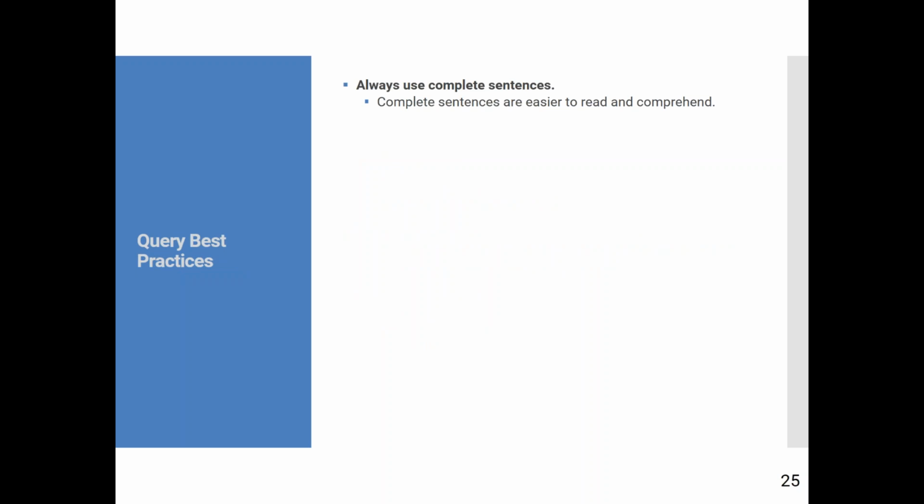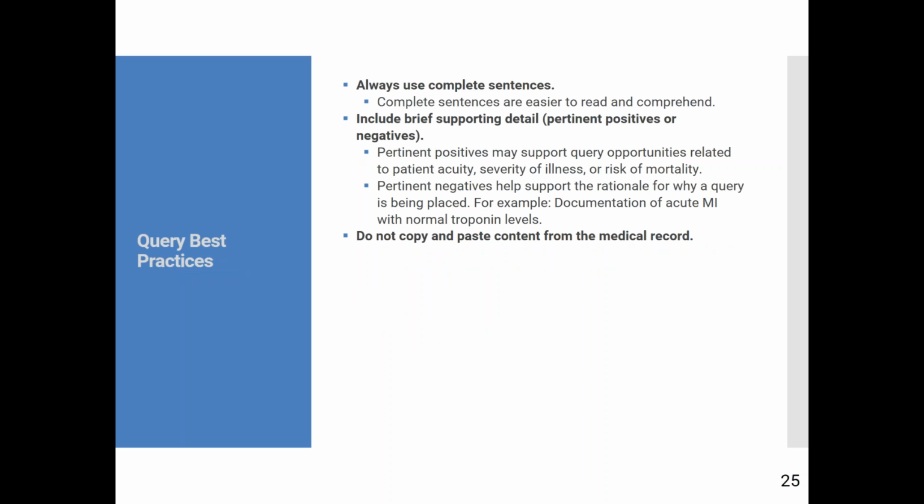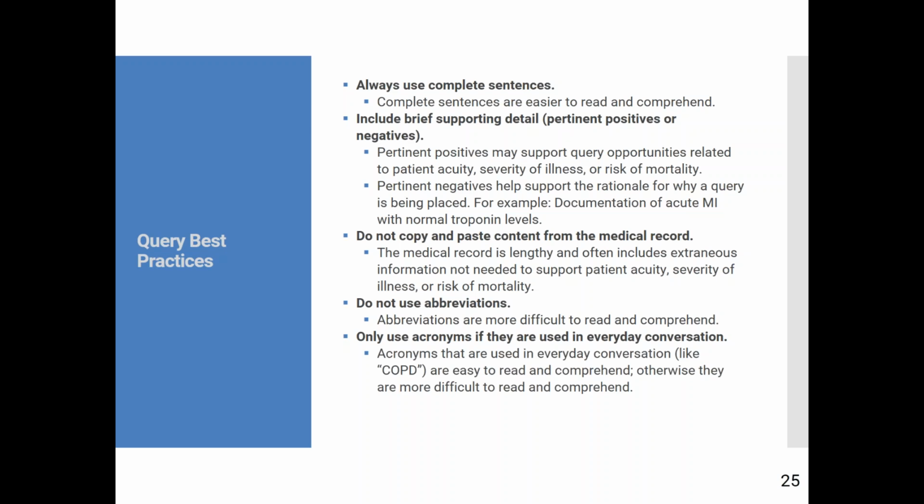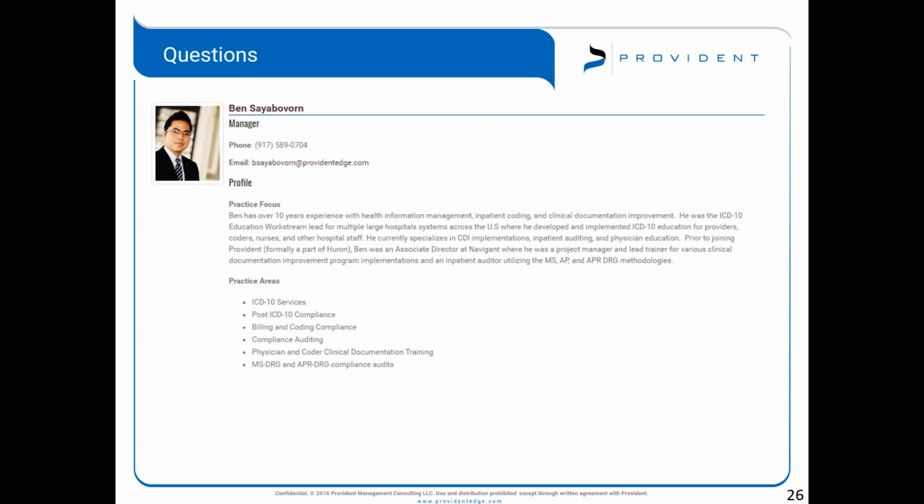And just to review the best practices, we use complete sentences. We want to include positives and negatives. There's none in this case. We just included the positives. We only use specific information and no abbreviations, or try to avoid them when possible. And that's one of our examples to really go through some of the most complicated queries, which is encephalopathy.